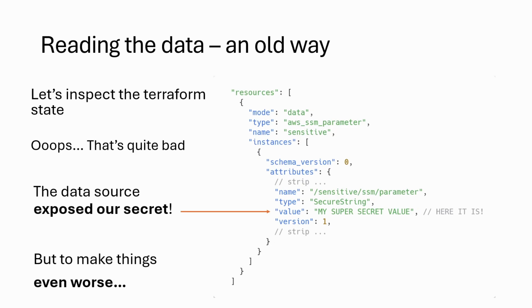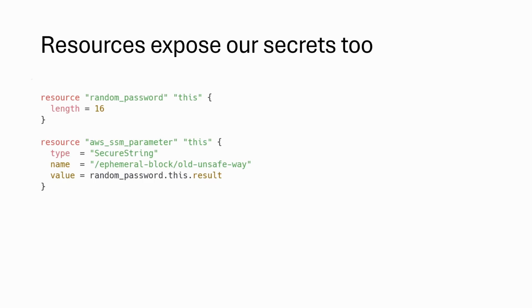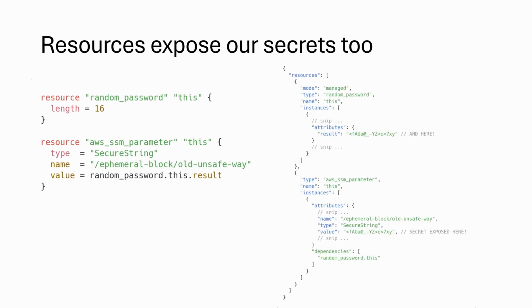And to make things even worse, the resources would expose our secrets too. Let's take a look at this example. Here I create a random password, then I put it into an SSM parameter using the resource block. And in the Terraform state, the same sensitive value is displayed as plain text for each resource. So here it is in the random password, and here it is in the SSM parameter.